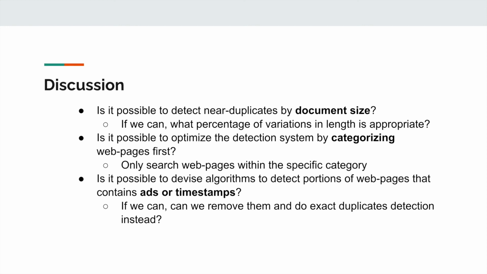The last one is, is it possible to devise algorithms to detect portions of web pages that contain advertisements or timestamps? If we can do that, can we simply remove these ads and timestamps first, and then just perform the exact duplicates detection instead?